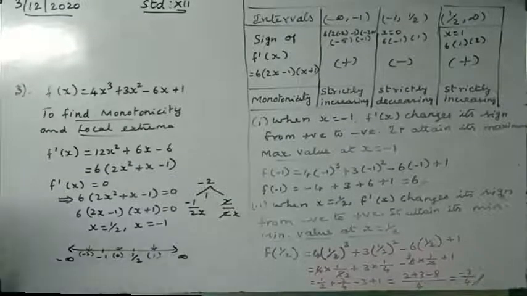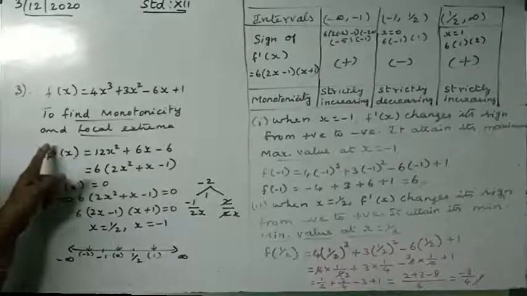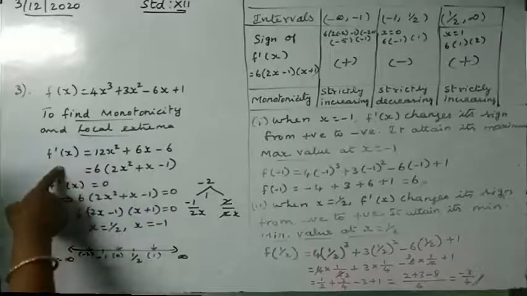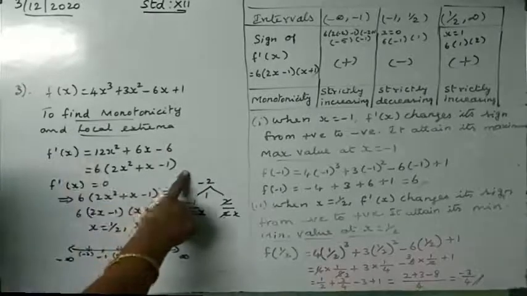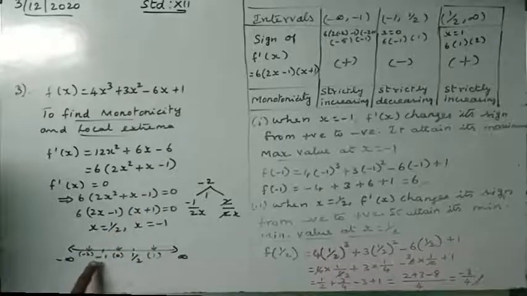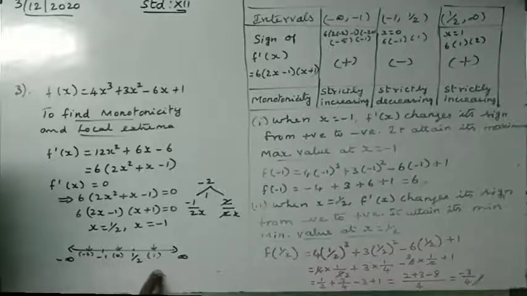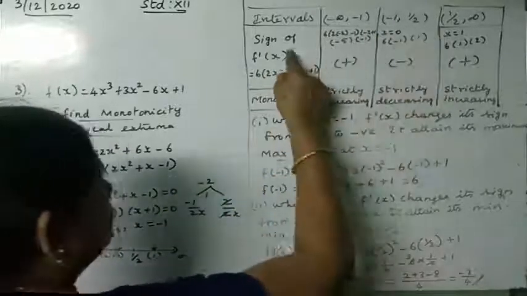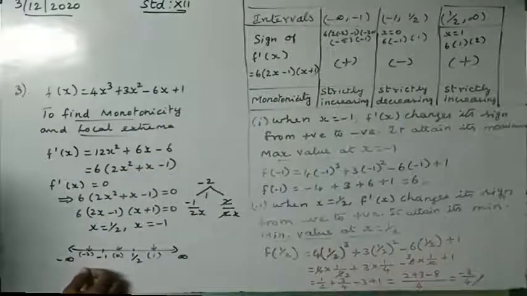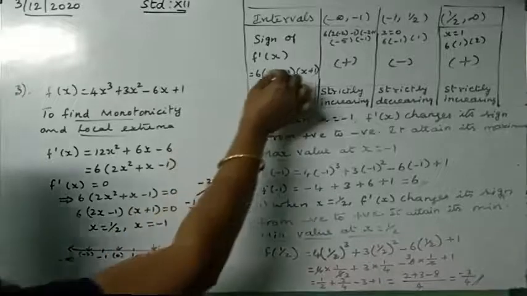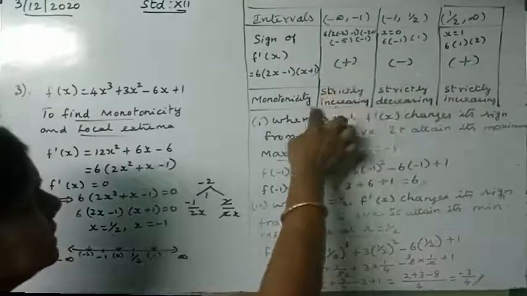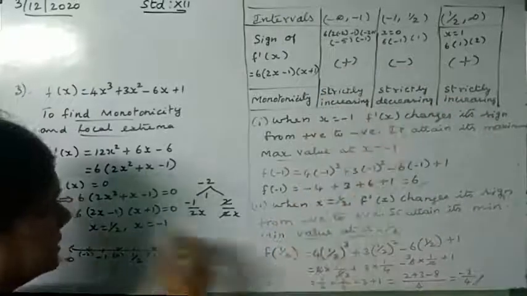So one part we finished here, finding monotonicity and local extremum. To find monotonicity, take the function and differentiate one time. Equate it to 0, we get critical numbers. Take the critical numbers on a number line. So we get the intervals, 3 intervals. So write in a table and find the sign of f dash of x. For that, take a sample point between the intervals and apply that point in f dash of x. We get a positive or negative sign. So hence we get whether the curve is increasing or decreasing.